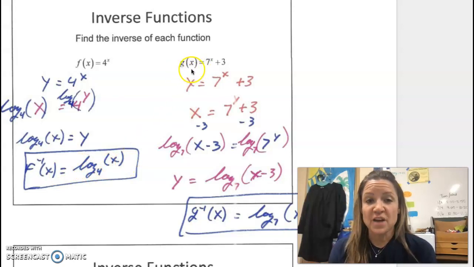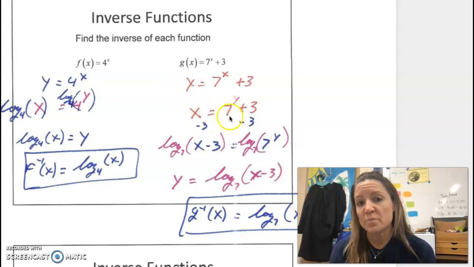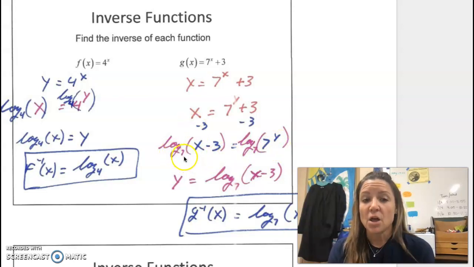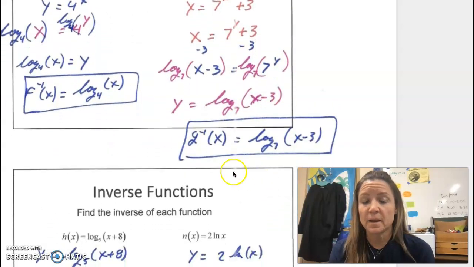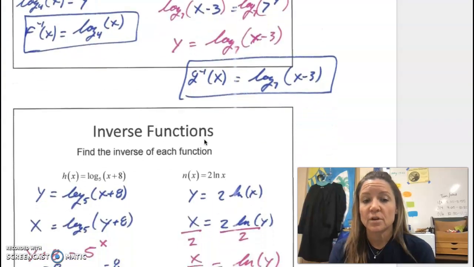On the right here we have g(x) equals 7 to the power of x plus 3. So change it to y notation. Swap your variables. And then do inverse operations. So subtract the 3 first. So you have x minus 3 equals 7 to the power of y. So we're going to take log base 7 of both sides. That leaves us with the y for this side. And then log base 7 of x minus 3. And then we just swap it back to the function notation. All right.